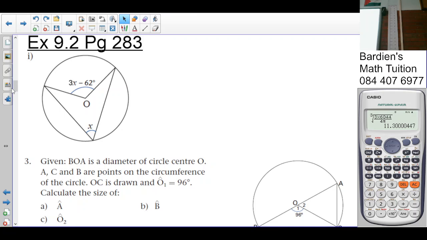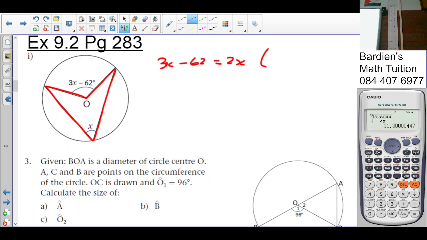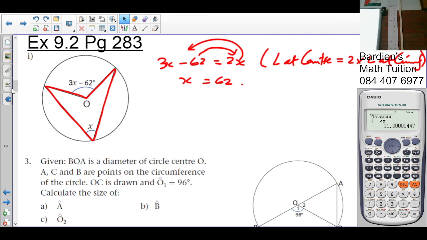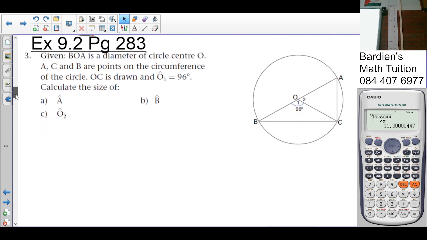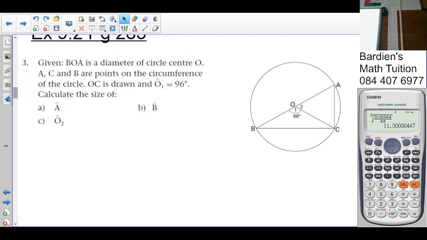What do we know here? Angle at center is twice angle at circumference. So 3x minus 62 is equal to 2 times x. Angle at center equals 2 times angle at circumference. Okay. So you solve for x here. 62 goes that way. So x is then equal to 62. Any confusion thus far? No. So I've chosen number 3. As we know, we're going to do the odd numbers.